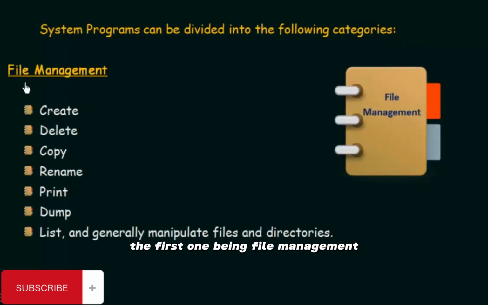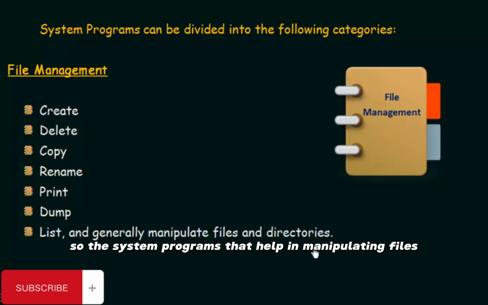The first one is file management. The system programs that help in managing your files fall under the category of file management system programs. For example, they help to create files, delete files, copy files, rename, print or dump files, or list files. In general, we can say that they help in manipulating files and directories. So the system programs that help in manipulating files and directories fall under the category of file management system programs.